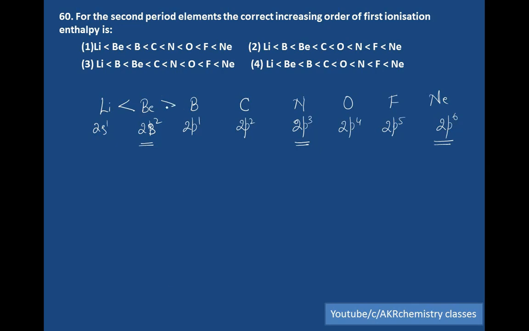Beryllium and boron, this one. Between boron and carbon, again carbon, because of smaller atomic radius. Between carbon and nitrogen, nitrogen possesses greater because it is exactly half filled. Oxygen and fluorine, fluorine possesses greater ionization energy than oxygen. Between fluorine and neon, neon, because neon possesses octet structure.